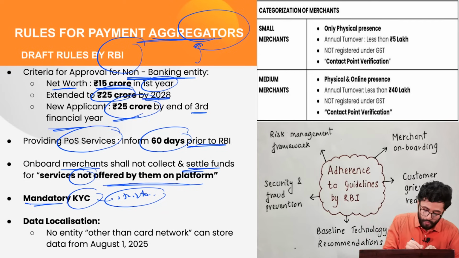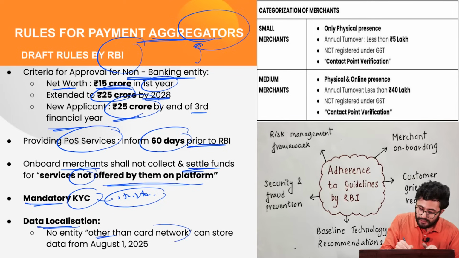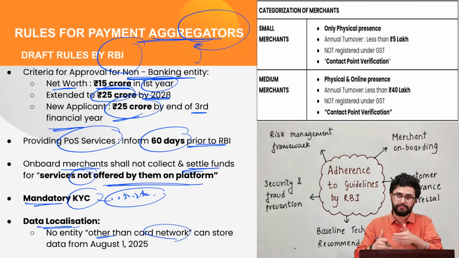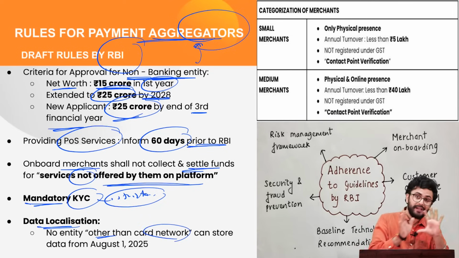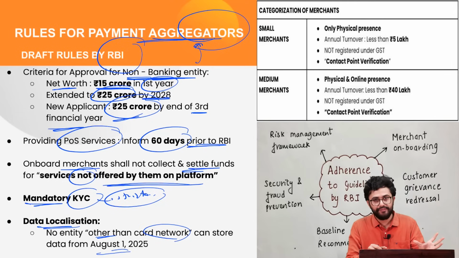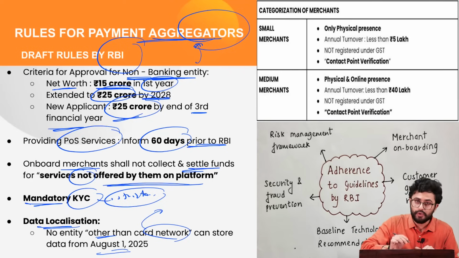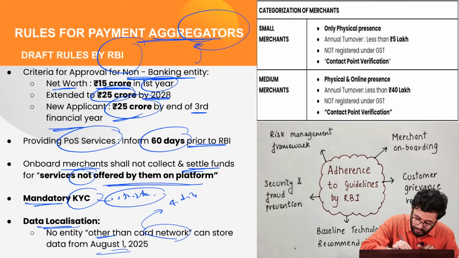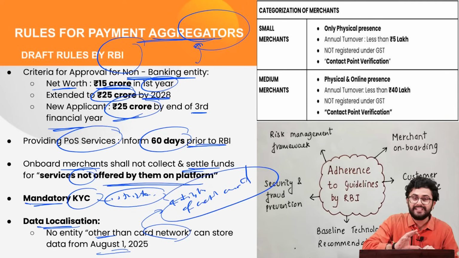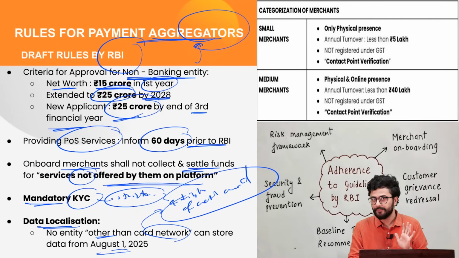Also, the new rules provide for data localization, where no entity other than the card network or the credit card service provider can store the data from August 1, 2025. Only a minimal amount of data can be stored, such as the 4 digits of the credit card, and only such meager amount of data will be localized and stored. The rest of the data shall be purged by these companies.